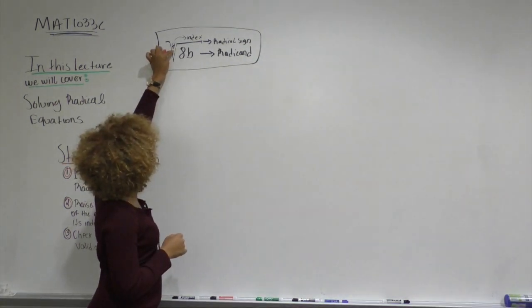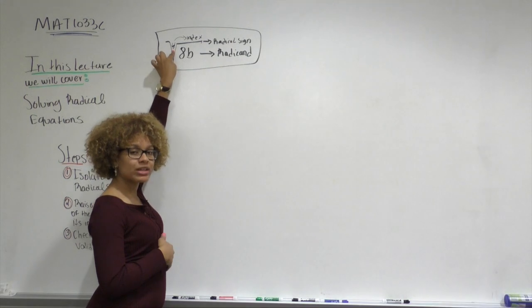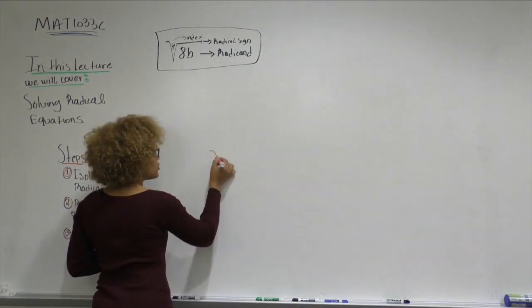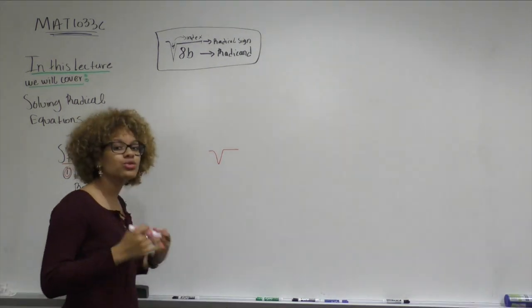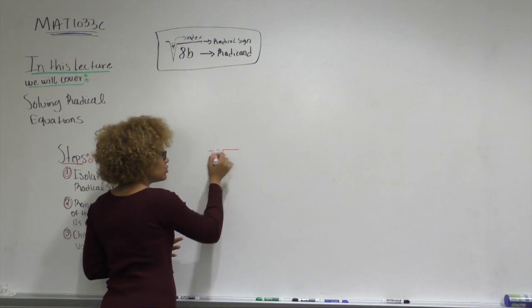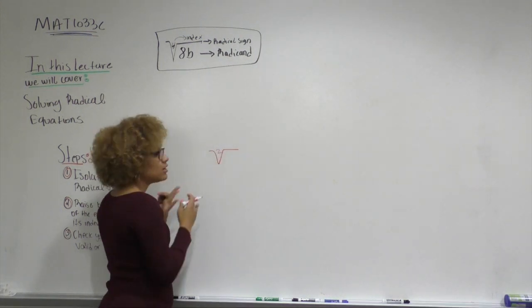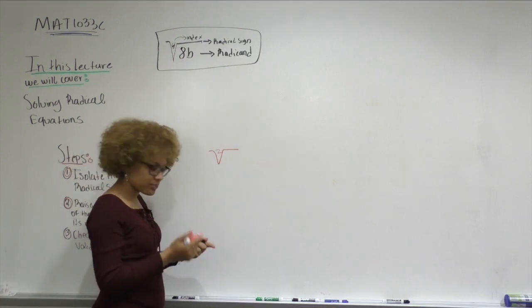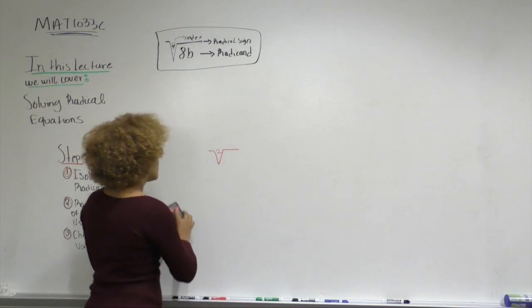The small number that goes in here is called the index. If you have something that is just this, we know this is the square root. When we don't see anything, the index is a 2, okay? Anything other than a 2 will be noted, as here is a 4, okay?